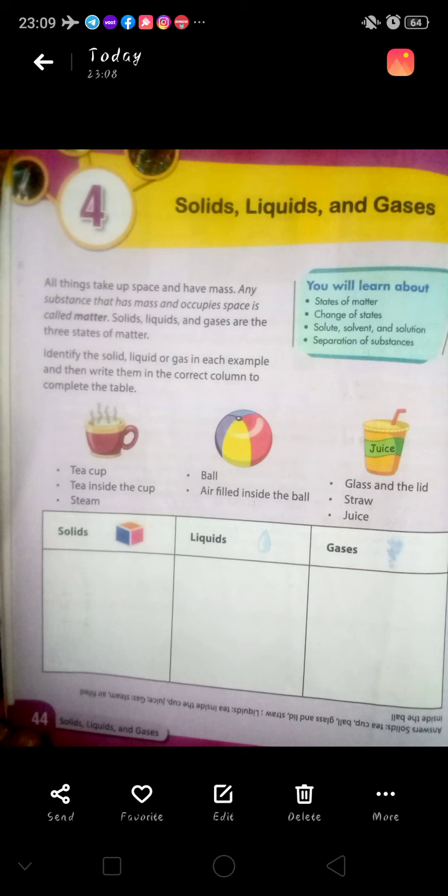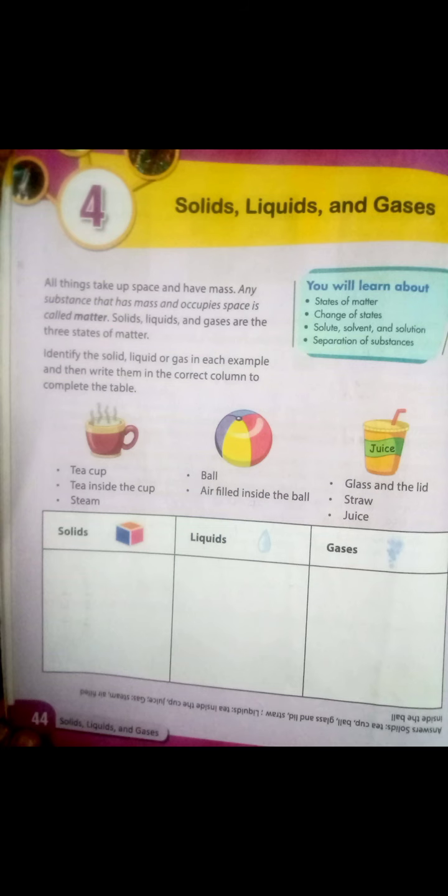So for that we should know how the states of matter work. What are the states of matter, and what comes in solid, liquid, and gaseous? So first of all, we will understand what the states of matter are. Are you ready for it? All things that take up space and have a mass. Any substance that has a mass and occupies space is called matter.